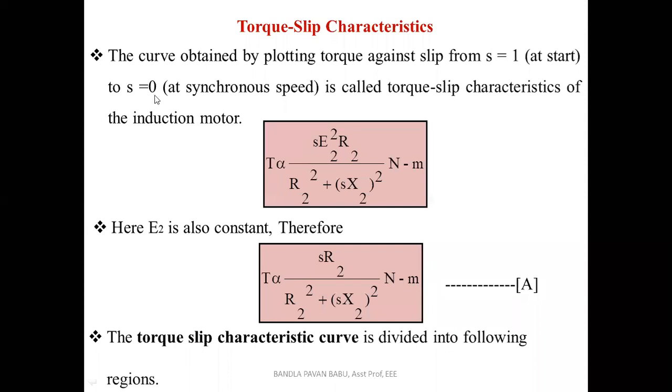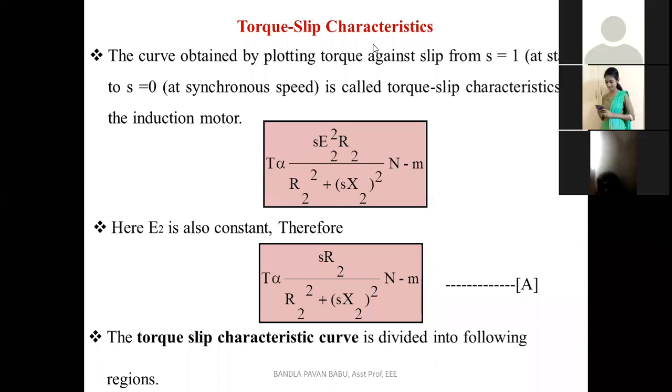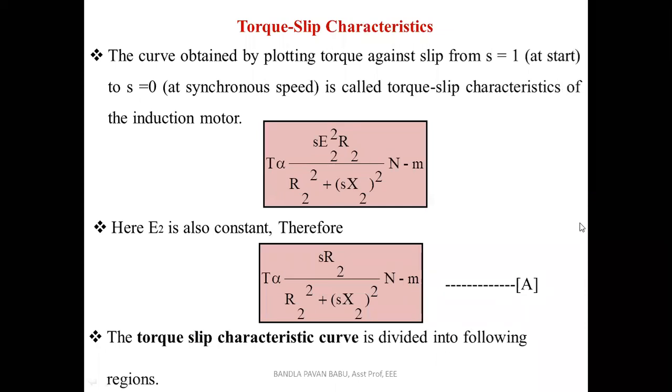So what about s equal to 0? That is the starting stage of the induction motor. From s equal to 0, the value varies, basically between s equal to 0 and s equal to 1. That is what is called the torque slip characteristics of the induction motor. So we need to analyze the performance from s equal to 0 to s equal to 1. That is the aim of this topic.